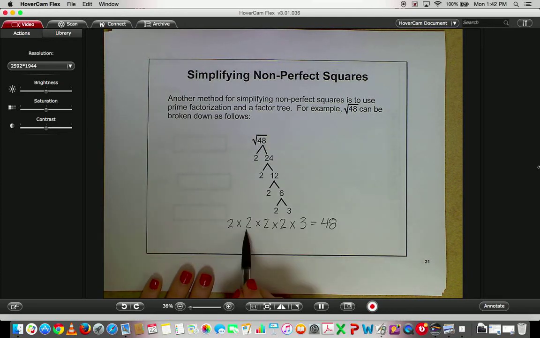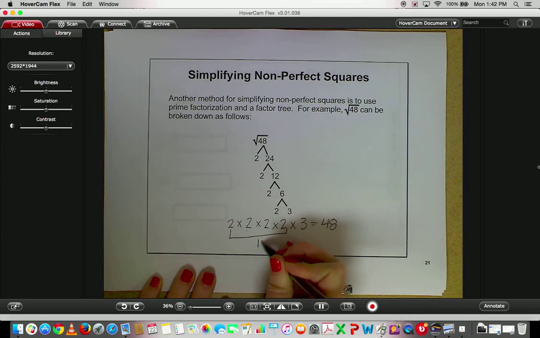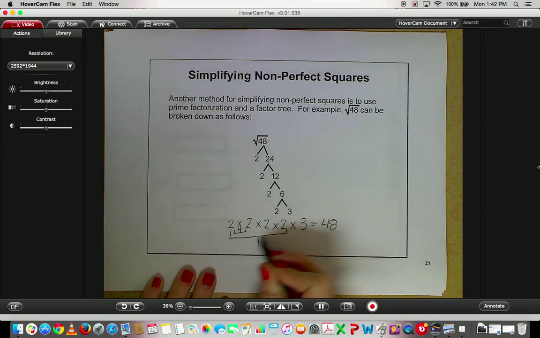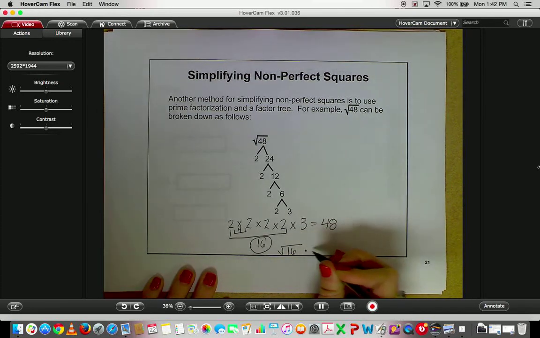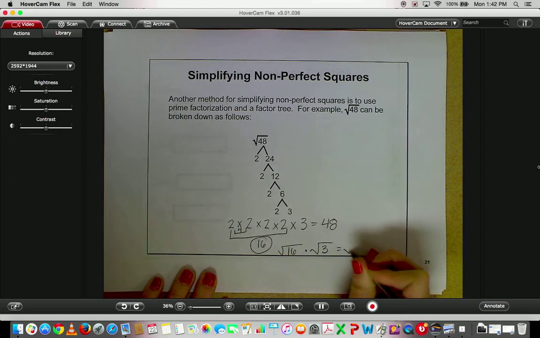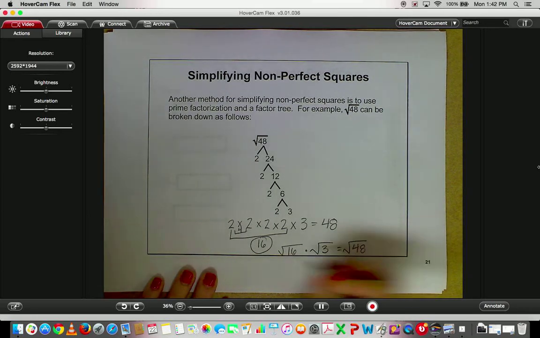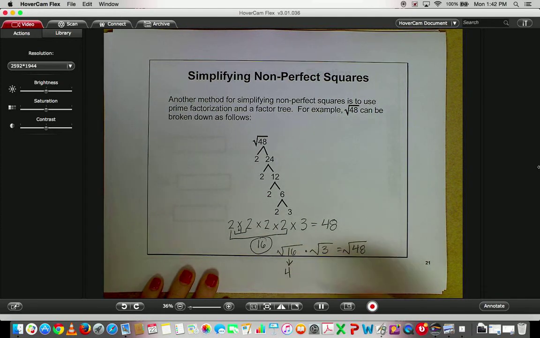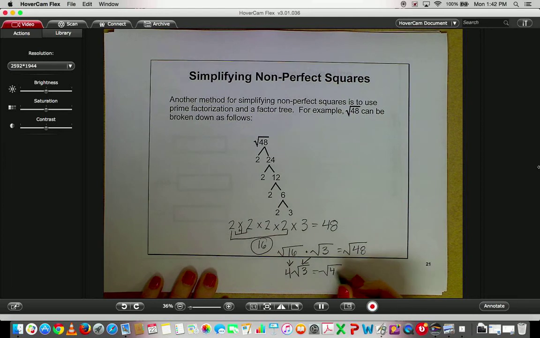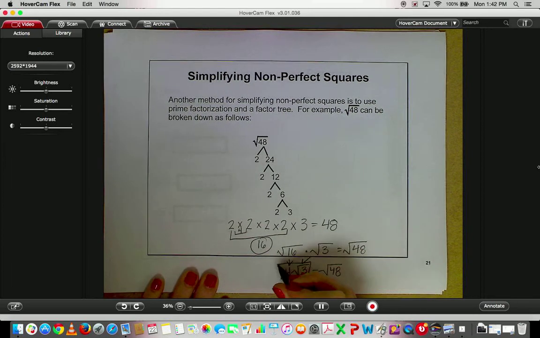Okay, 2 times 2 is 4. 4 is a perfect square, but 4 times 2 is 8, and 8 times 2 is 16. 16 is larger than 4, so we need to pull out 16. So you'd have the square root of 16 times the square root of 3 equals the square root of 48. And then all you do is simplify. The square root of 16 is 4. There is no square root to simplify for 3. So your answer here would be 4 square root of 3.